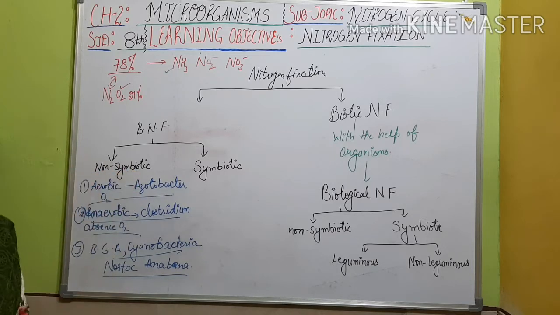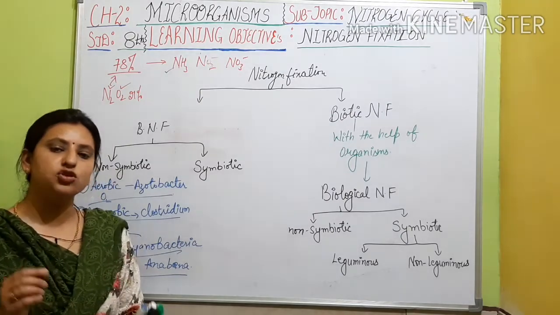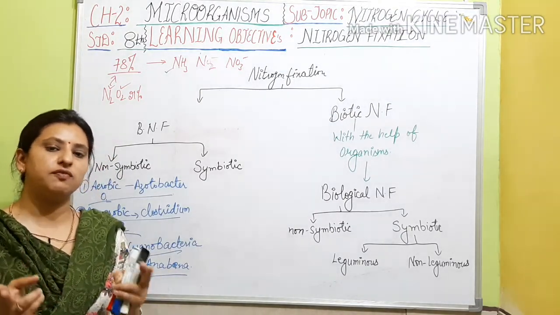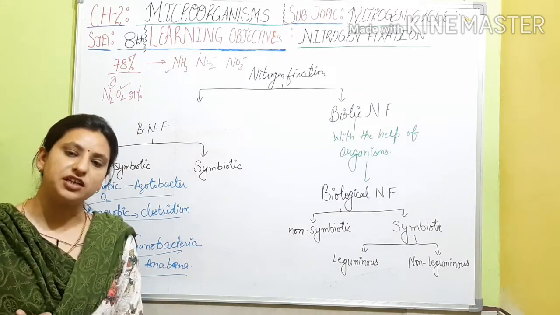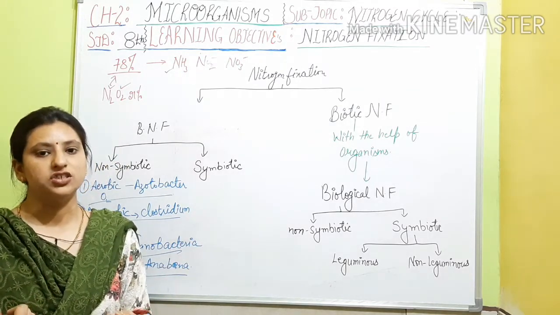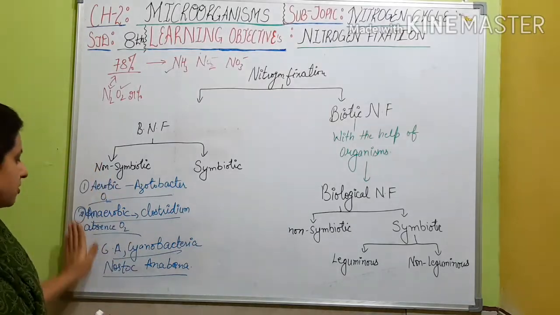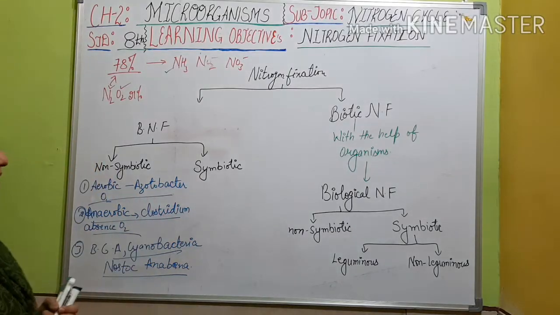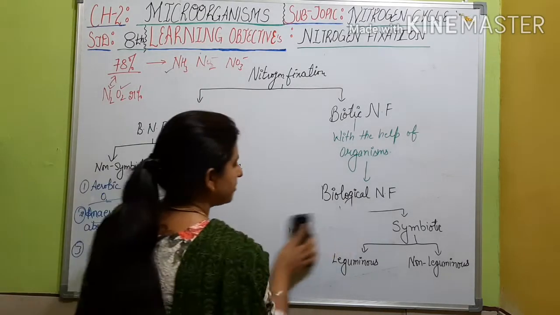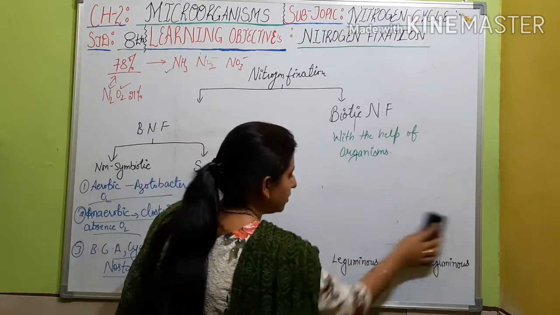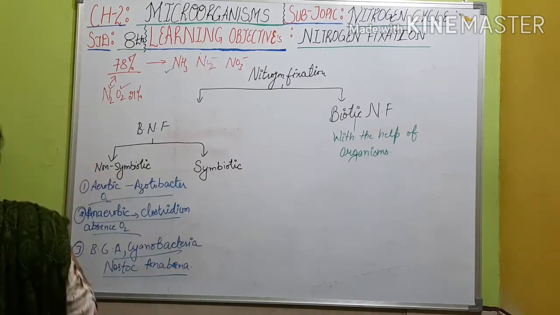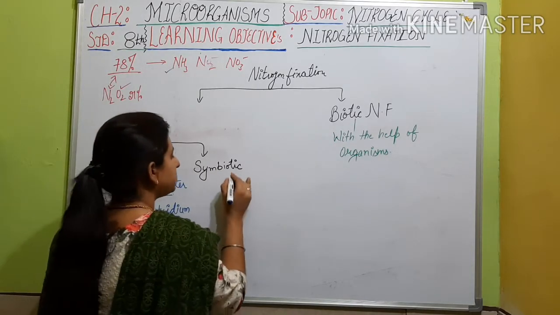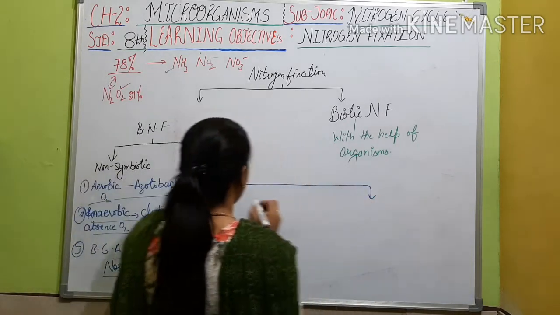Now what does this symbiotic word mean? Symbiotic means two organisms live with each other in a mutual relationship. They will mutually benefit each other without harming each other. So this is the non-symbiotic one, and in case of symbiotic, we will discuss the leguminous and the non-leguminous plants. So in case of symbiotic, again it is divided into two main parts.